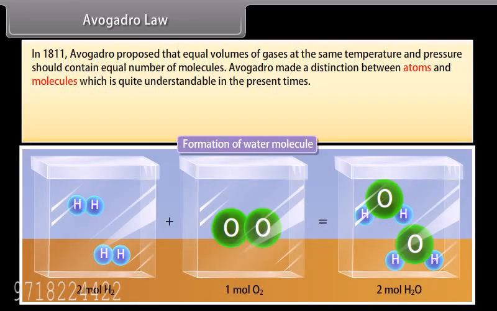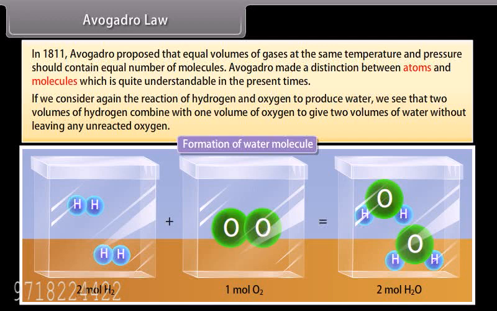Avogadro Law. In 1811, Avogadro proposed that equal volumes of gases at the same temperature and pressure should contain equal number of molecules. Avogadro made a distinction between atoms and molecules, which is quite understandable in the present time. If we consider again the reaction of hydrogen and oxygen to produce water, we see that 2 volumes of hydrogen combine with 1 volume of oxygen to give 2 volumes of water without leaving any unreacted oxygen.